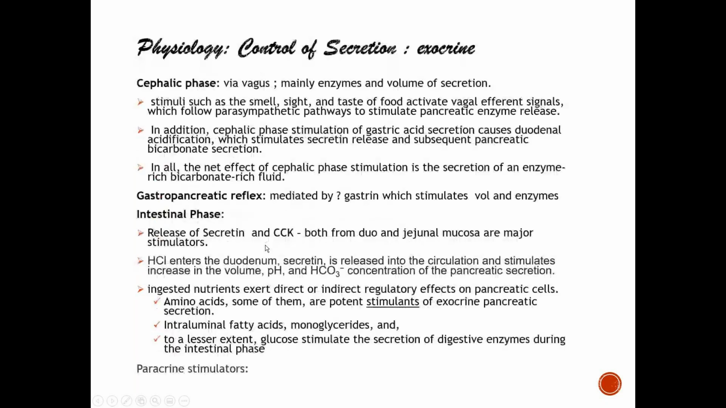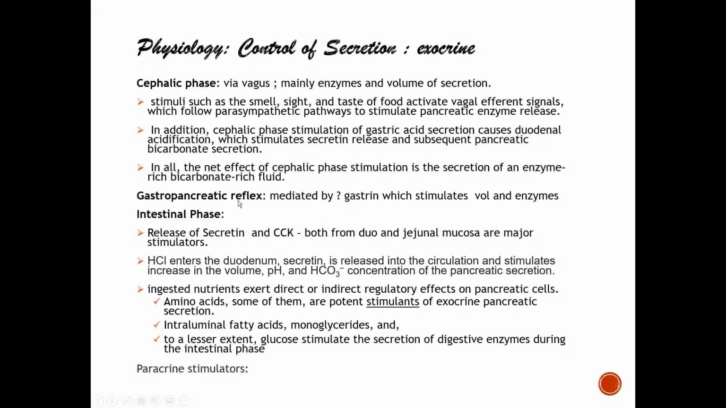Okay. Now coming to the control of secretion. So we said that these are the hormones and the vagus. So together you can talk about the various phases: the cephalic phase, the gastropancreatic phase, and the intestinal phase. So are these the only stimulants, the secretin, the pancreozymin, and the vagus? No, there are other stimulants also. Right, in the cephalic phase, you have the smell, sight, and taste of food. They all are going to stimulate your pancreatic secretion.